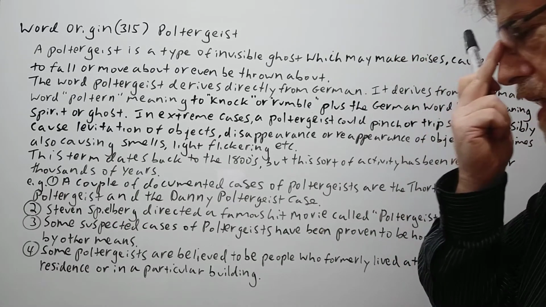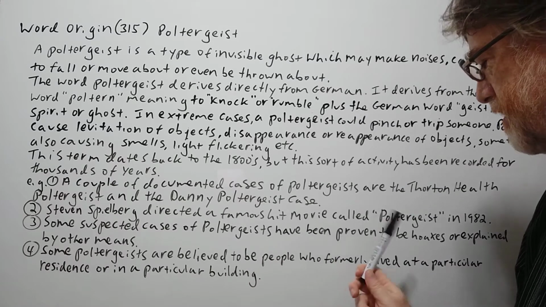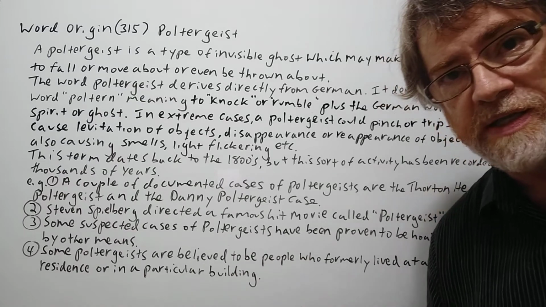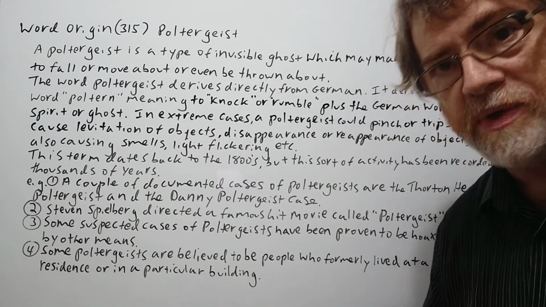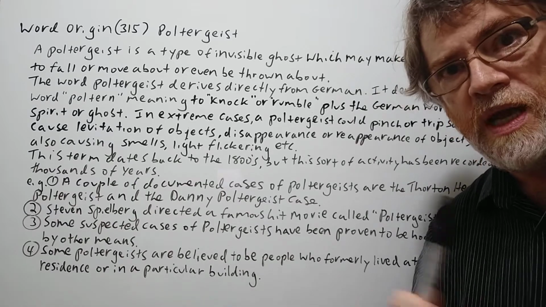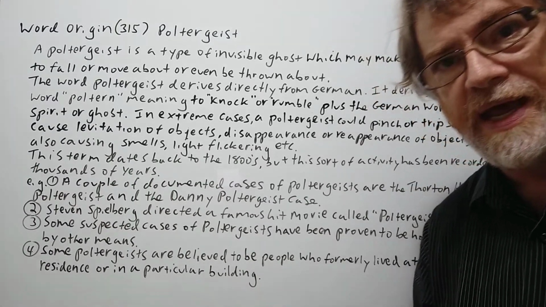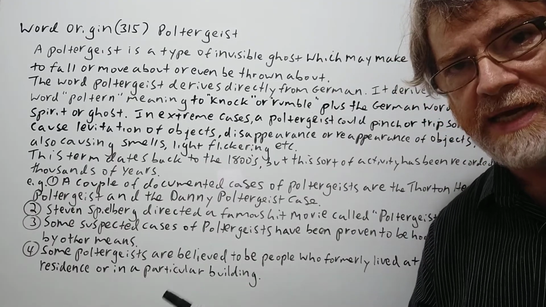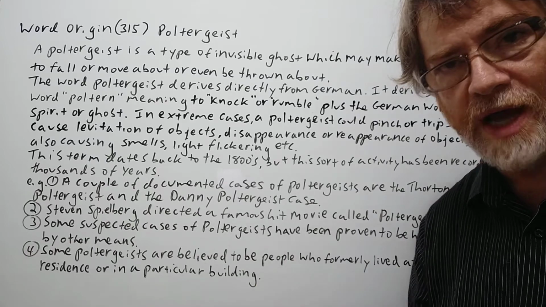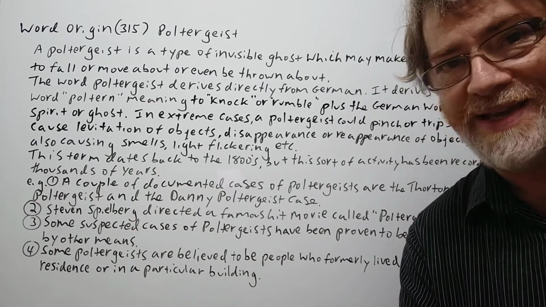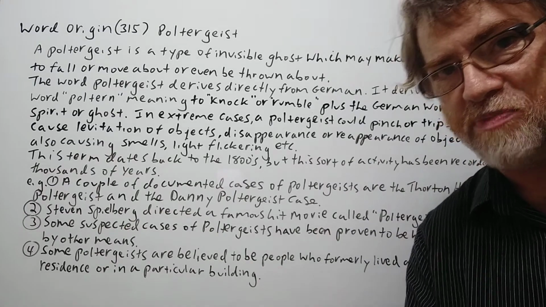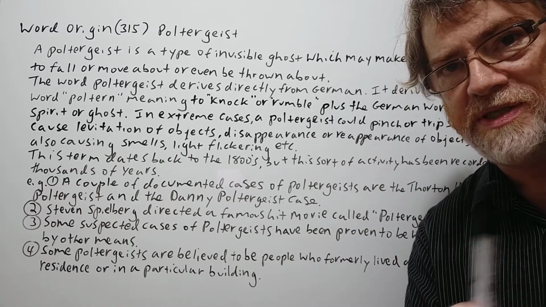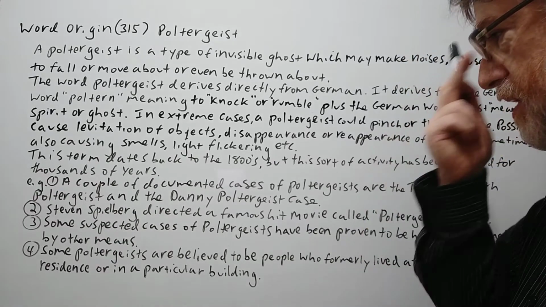Now let's continue. Number 3, some suspected cases of poltergeist have been proven to be hoaxes or explained by other means. Yeah, well, not every suspected case turns out to be genuine. Sometimes people hear noises or things move, and we find out there were other reasons for that, and it's perhaps not really a haunted house or a spirit or a poltergeist. So there are many cases that are proven to be either not correct or not really ghosts, but not all. There are some cases where it's just totally unexplainable, and too many things happen, so that some presence is there.